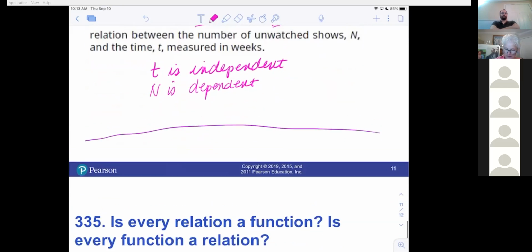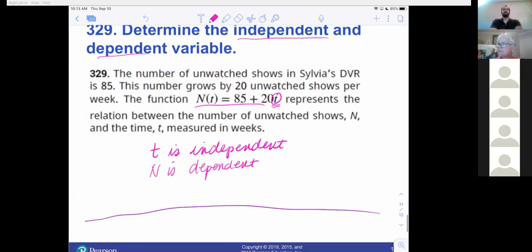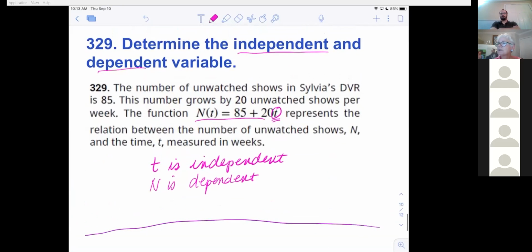Real quick, Ms. Watson, can we just write it out like that, or do we have to interpret it in a sentence? Sometimes they'll ask you to interpret it, but in this case, it just said determine the independent and the dependent variable. Oh, okay.